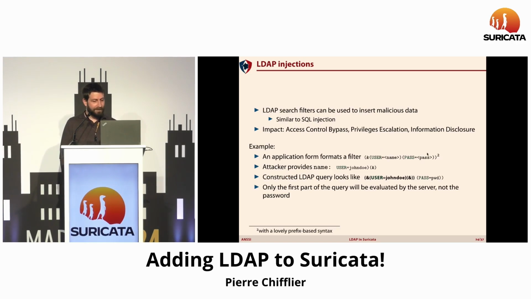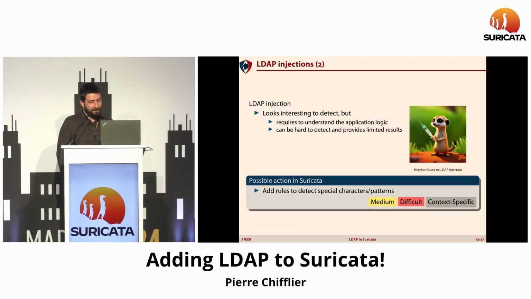So if there is a query that expects two parameters, and for the first parameter you provide something that has parentheses and will use a kind of different syntax, the constructed query will look like something like that, and just the first part will be interpreted, and this first part was designed to be always true. So, not to go into the details, this is one way of bypassing authentication if you have a web form based on LDAP. So of course, these injections are interesting to detect.